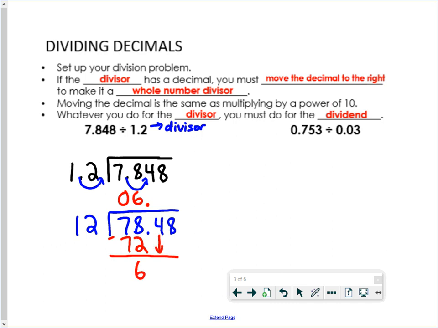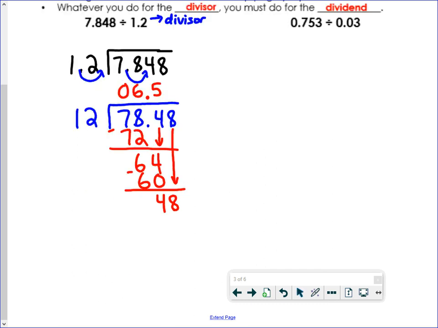And we're going to bring down the 4. 12 goes into 64 5 times, which is 5 times 12, which is 60. We have 4 remaining there. We're going to bring the 8 down. Extend the page so we have enough room. And then 12 goes into 48 4 times. And we have nothing remaining and nothing to bring down.